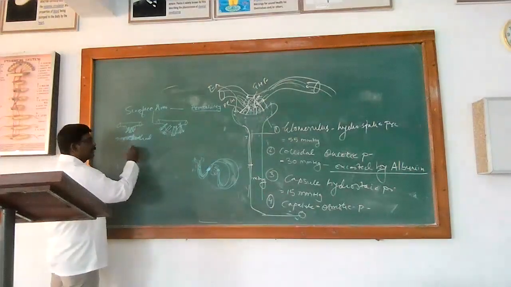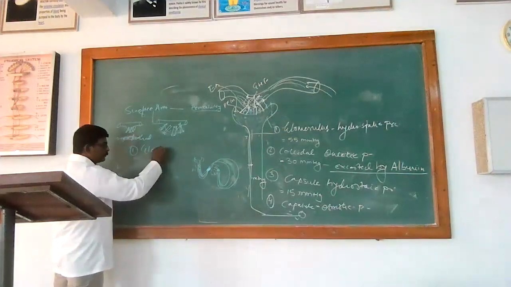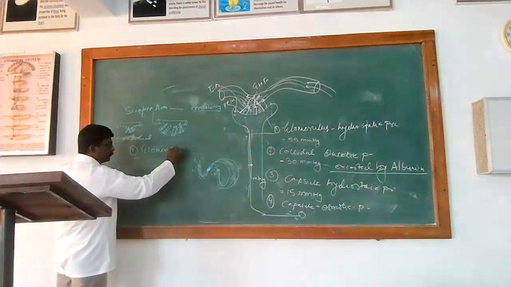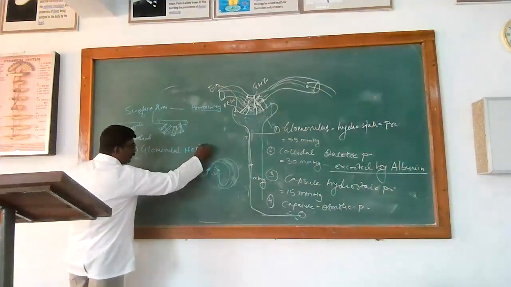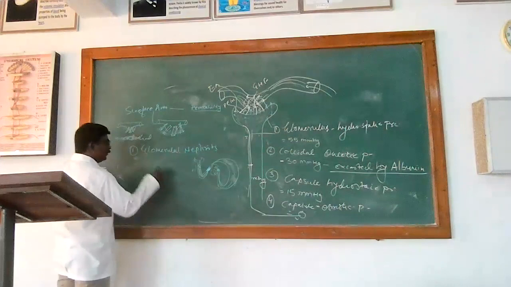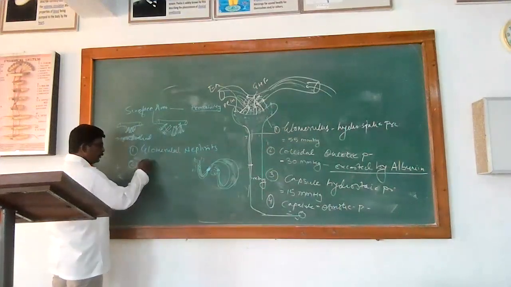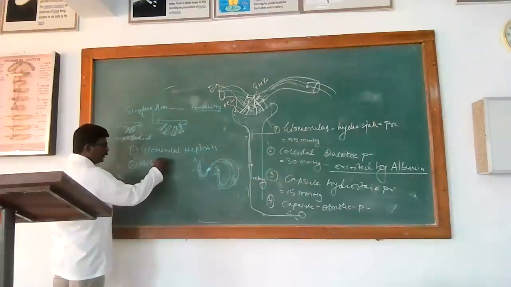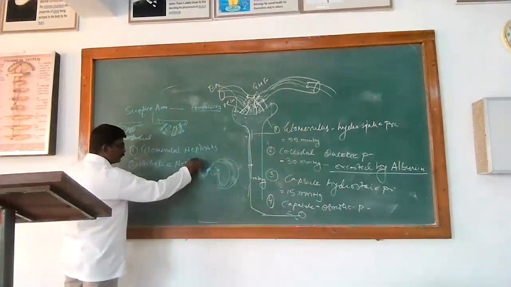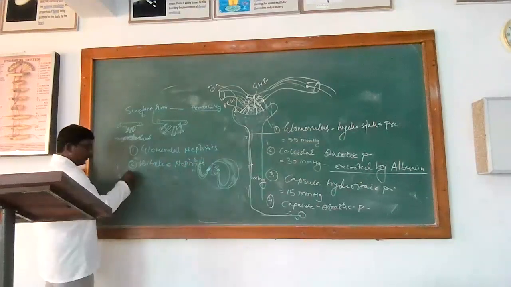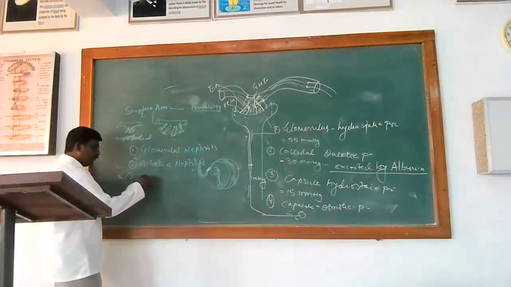One is what we have discussed, glomerular nephritis. Number two, diabetic nephropathy. Number three, we have hydronephrosis.